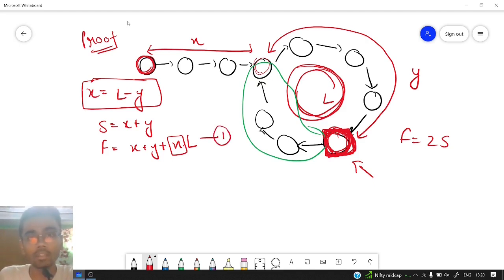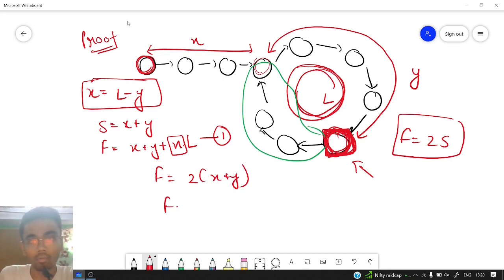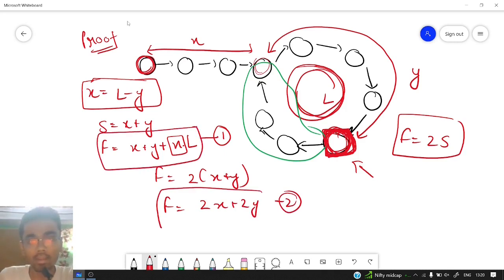So let us name this equation 1. And since we see that fast is moving twice the speed, so distance will also be twice. Since time they both are taking same, so we can write fast as 2 times x plus y. Now what is this? This is 2x plus 2y. So let us name this equation 2. Now we will equate equation 1 and equation 2. So let us do that now.